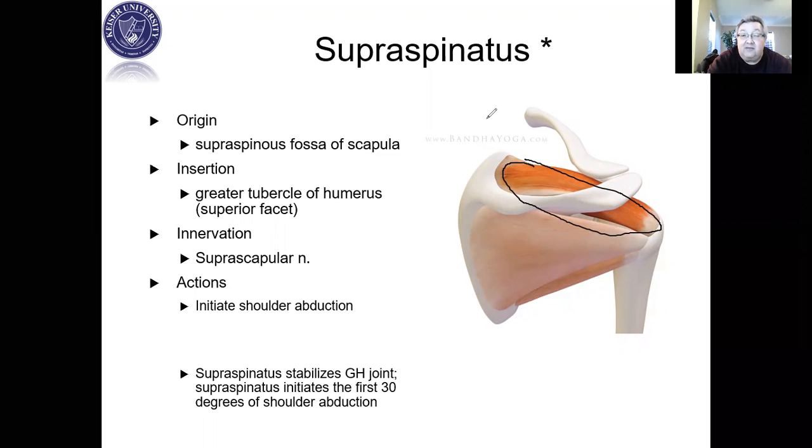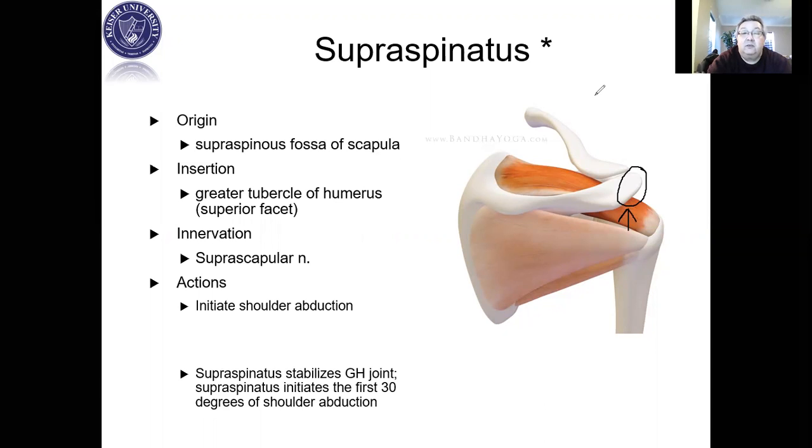As you can see from the picture, the muscle goes underneath the spine of the scapula. Here is the acromion process, like I said, and it's this proximity to this bone that makes the supraspinatus the most injured, the most impinged muscle of the four rotator cuff muscles.